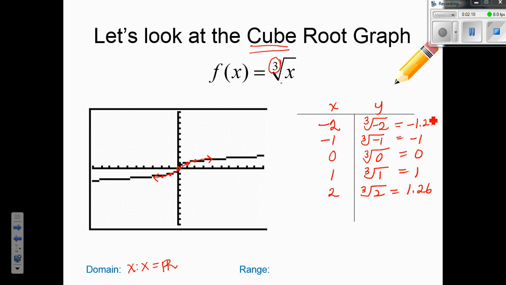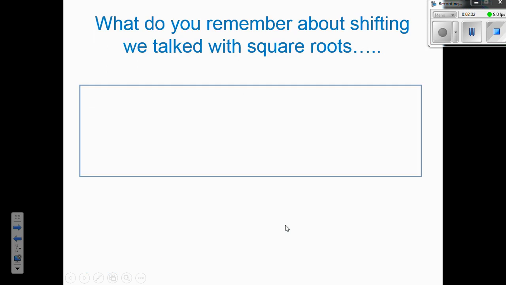Well, now when I look at the range, here's my range. My range is some negatives, 0, and some positives. So your range can be anything as well. So your range is all reals. So cube root graphs have a domain of all reals and a range of all reals. Pretty sweet. All right, so do you remember talking about shifting with square roots?